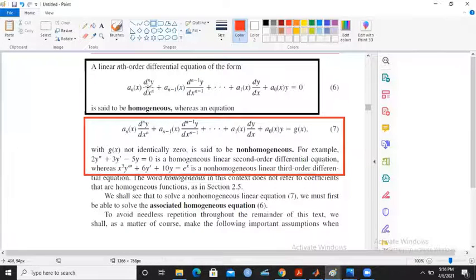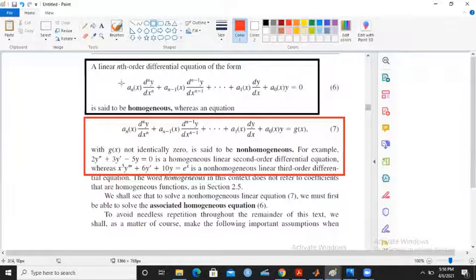So for example, here I'm saying d^n y by dx^n. So it could be d^2 y by dx square, d^5 y by dx^5, and so on. Now I have x as the independent variable, y as the dependent variable. Therefore, I have the coefficients as the function of x, the independent variable.